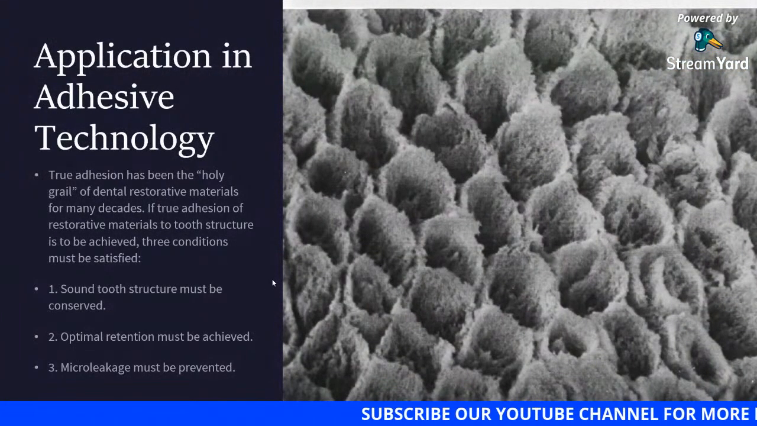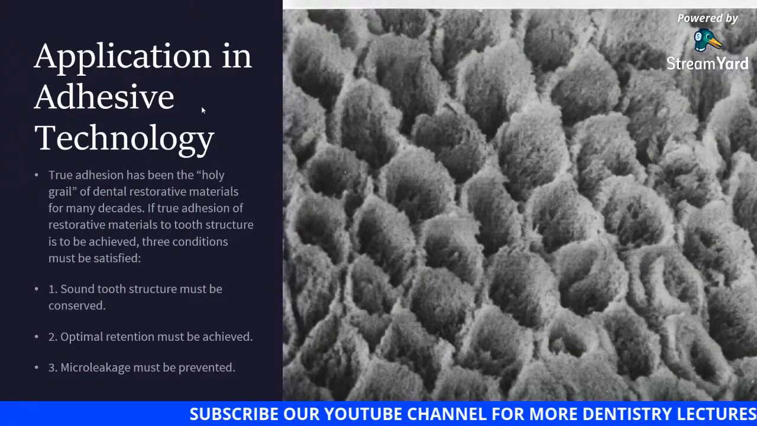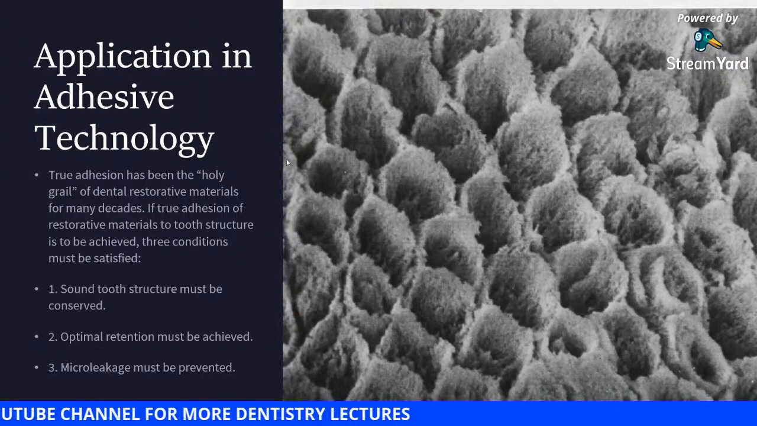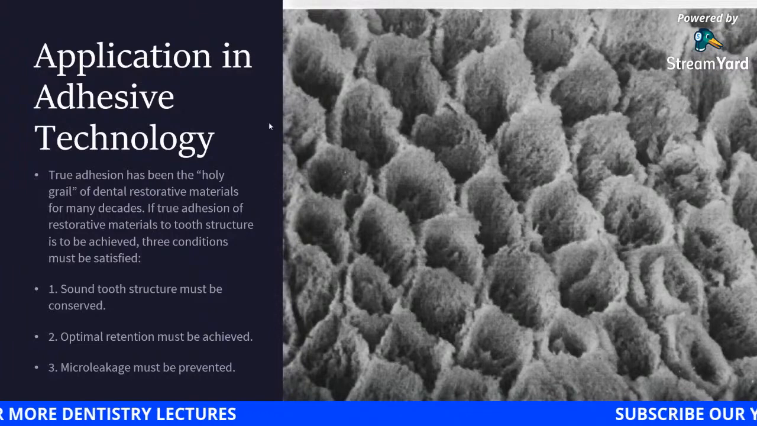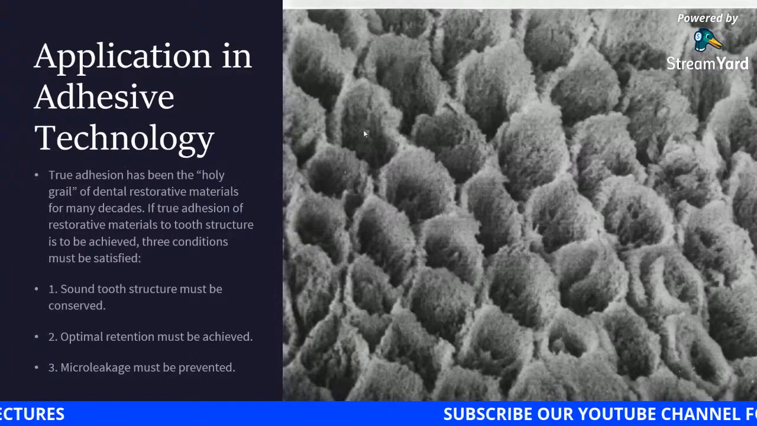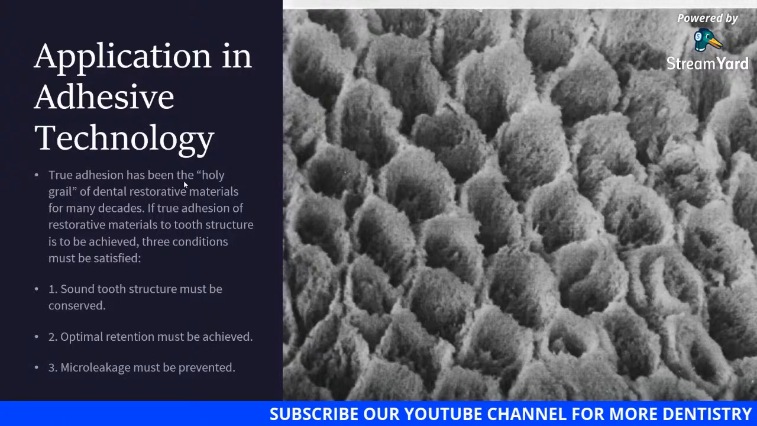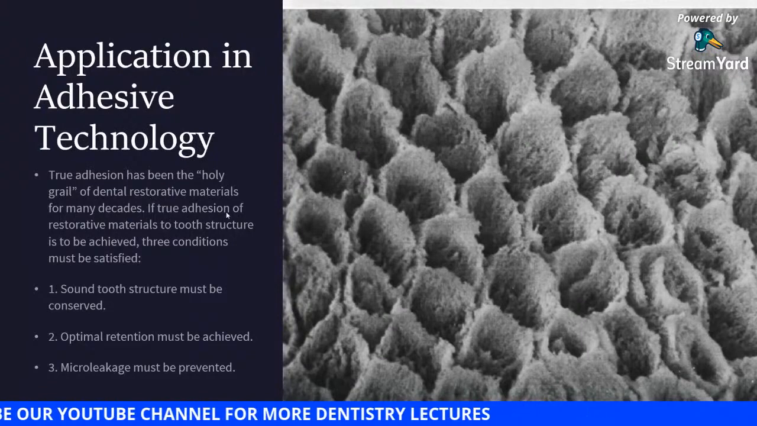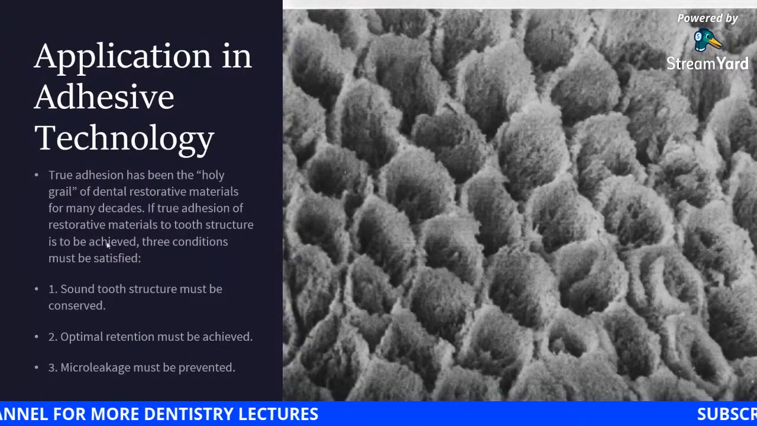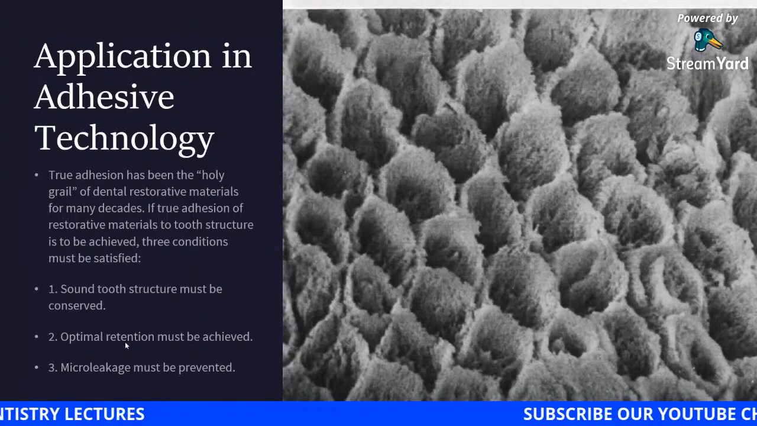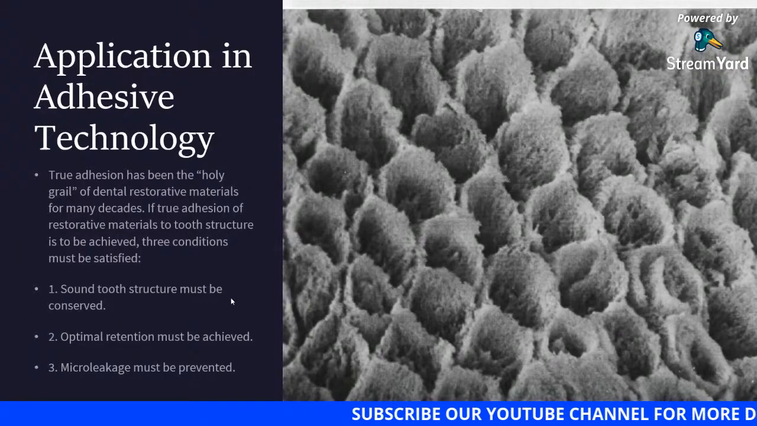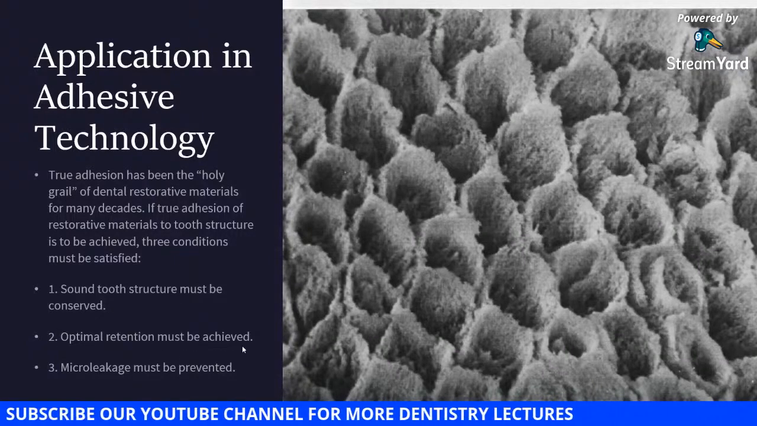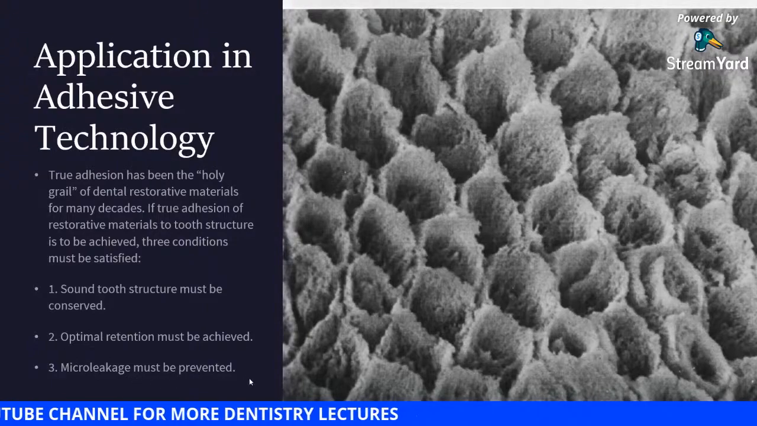Similarly, when we talk about adhesive technology, like in our adhesive restorative procedures, the application of surface energy and wettability is also present. True adhesion has been the holy grail of dental restorative materials for many decades. If true adhesion of restorative materials to tooth structure is to be achieved, three conditions should be satisfied. Number one, sound tooth structure must be conserved, optimal retention must be achieved, and microleakage must be prevented.